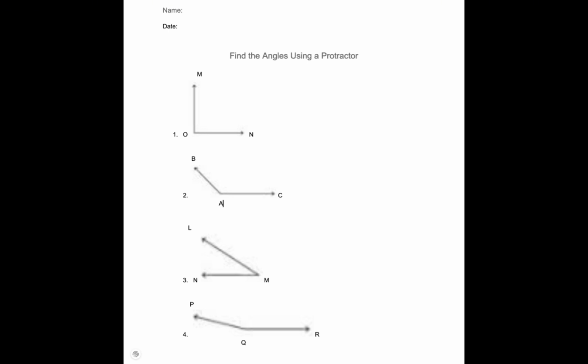Fourth, you are going to read the measurement. Look at where the other line of the angle crosses the number on the protractor. That number tells you the size of the angle in degrees. For the first angle, the answer will be a total of 90 degrees.